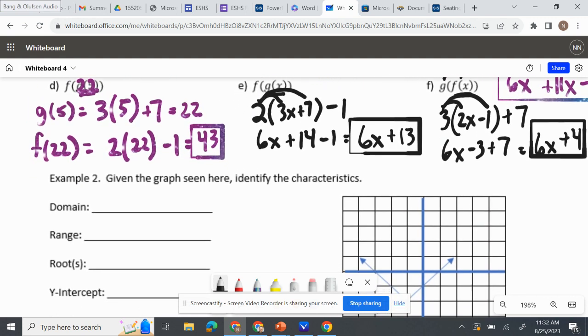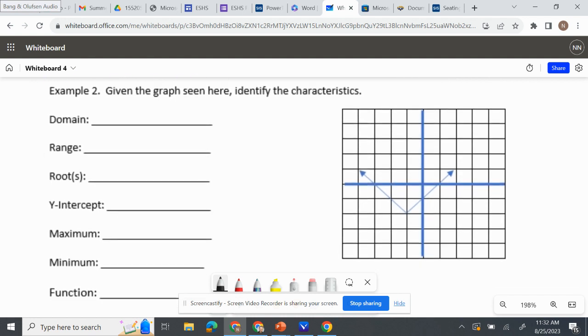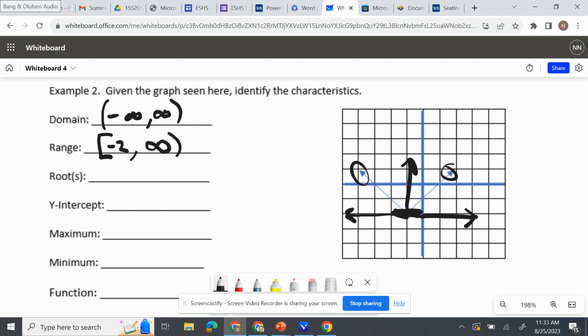Now, for the next example, we have a graph, and we're trying to find the key characteristics. First thing I notice about the graph is it has arrows. So when I'm finding the domain, it tells me that it goes to the left and it goes to the right. So that would be negative infinity to infinity. For the range, I notice that my lowest is -2, and it keeps on going up. So I'm going to put a bracket at -2 because it includes the -2, and then it keeps on going to infinity.